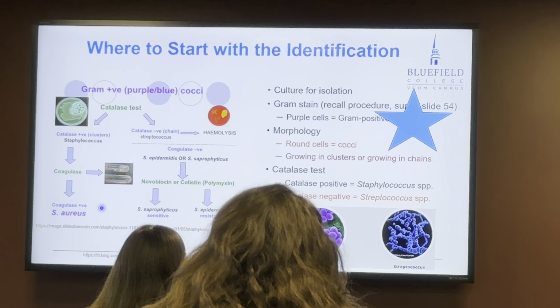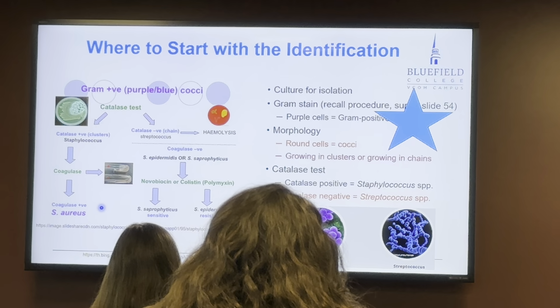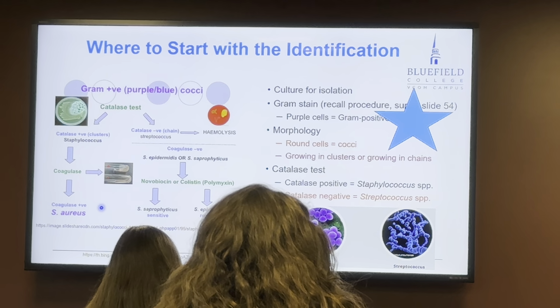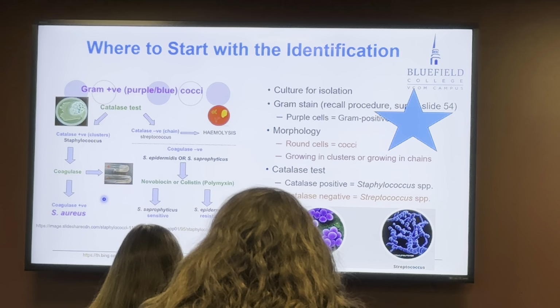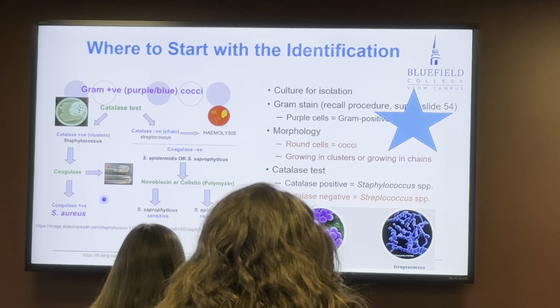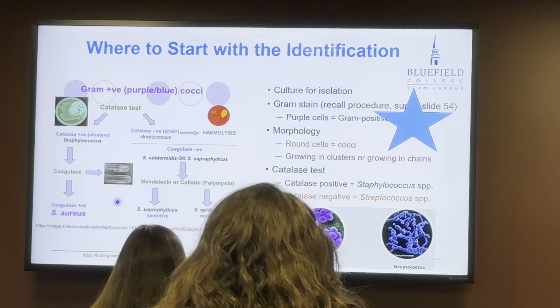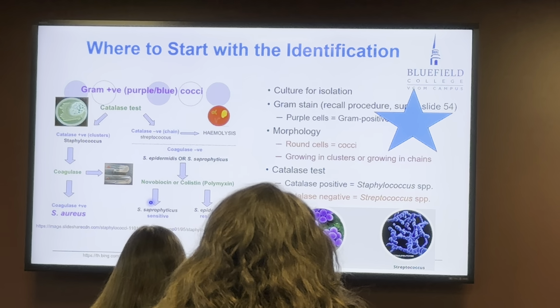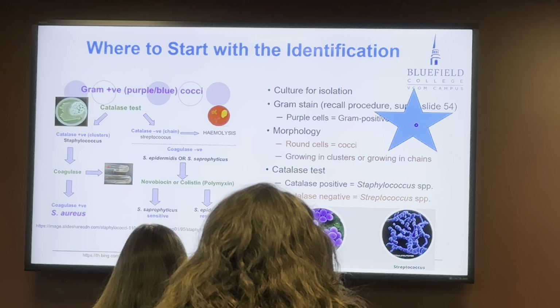All right, so where do you start when you start the process of identification? You're going to take that sample, whatever you get from the patient, the environmental surface, what your supervisor in that biotech lab hands you, and you're going to culture it, because you need a purified organism to do these biochemical tests.